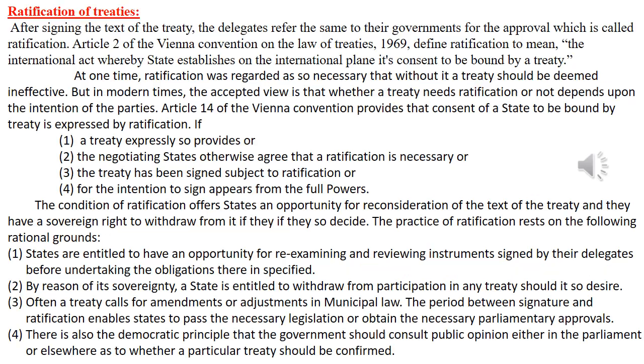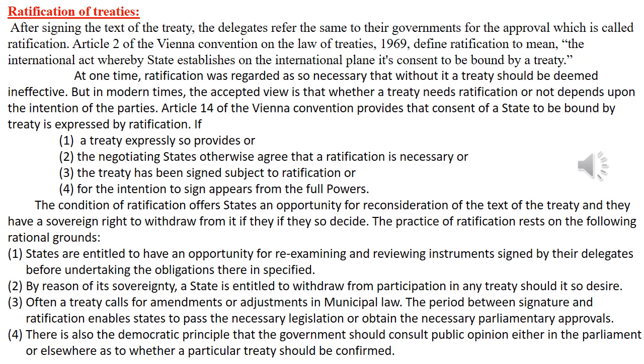Ratification of treaties. After signing the text of the treaty, the delegates refer the same to their governments for approval, which is called ratification. Article 2 of the Vienna Convention on the Law of Treaties 1969 defined ratification to mean the international act whereby a state establishes on the international plane its consent to be bound by a treaty. Here, ratification is nothing but the approval that delegates need from the government to make a treaty. This is nothing but ratification.